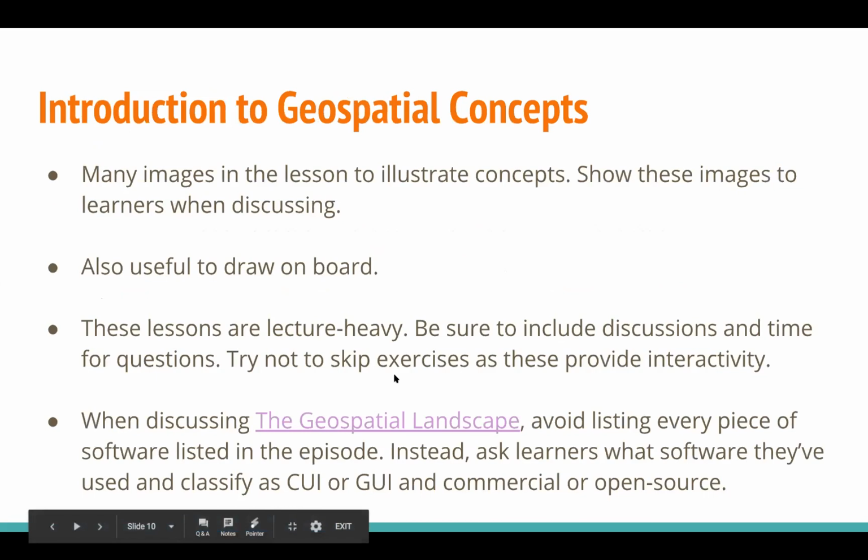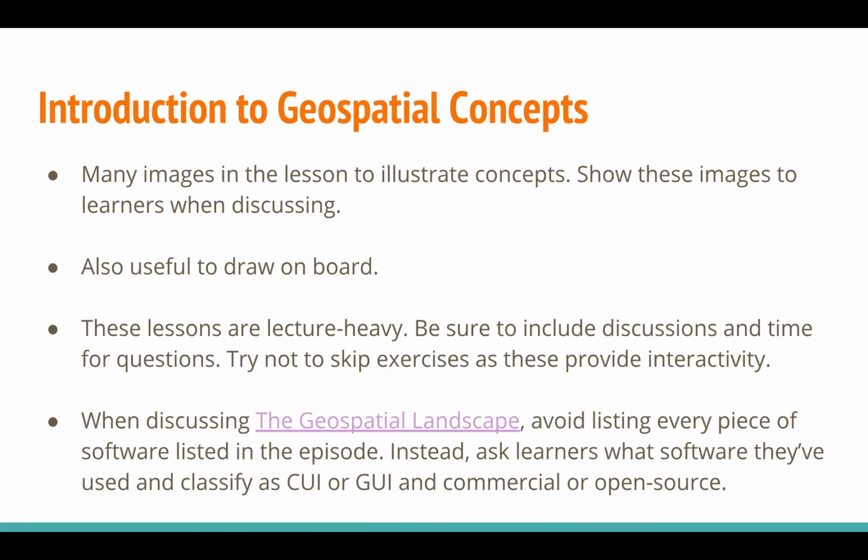A couple of points to make about this short lesson. There are many images in the lesson that are used to illustrate concepts such as the structure of a raster data set or the difference between raster and vector data. Those images should be shown to the learners when you are discussing, as they're very spatial concepts. It's also useful to expand on those concepts by drawing on the board to give some more concrete examples of the types of data that are being discussed.